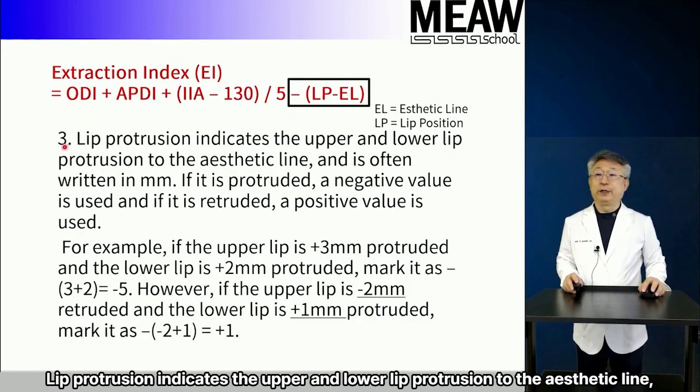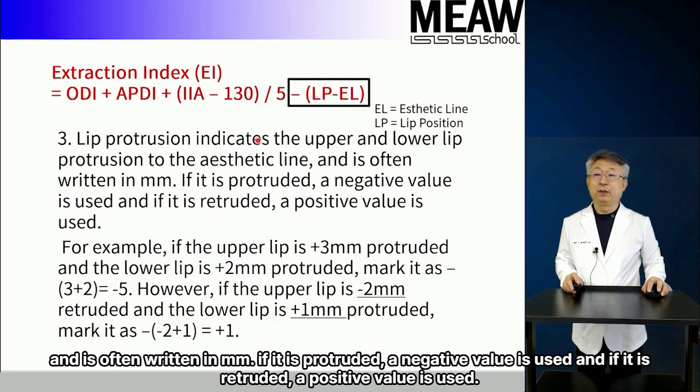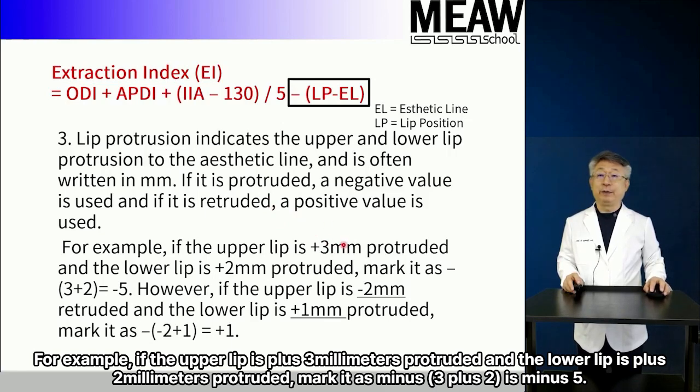Lip protrusion indicates the upper and lower lip protrusion to the aesthetic line, and is often written in millimeters. If it is protruded, a negative value is used, and if it is retruded, a positive value is used. For example, if the upper lip is 3 mm protruded and the lower lip is 2 mm protruded, mark it as -3 plus -2 is -5.